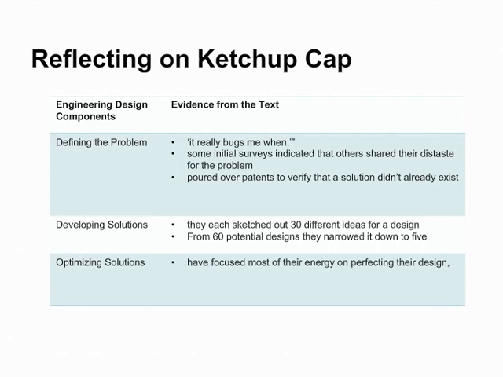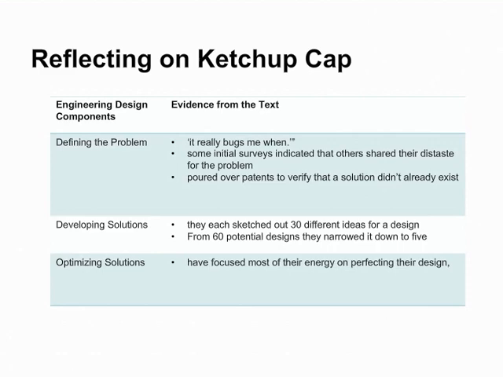Another part in the text that might fit into this component was they pored over patents to verify that a solution didn't already exist. So one of the things that I really like about this article is that these two students spent a lot of time actually defining the problem, and they even had to convince their teacher that this was a problem. So they had to engage in some argument just to get their teacher to allow them to do this ketchup cap design.